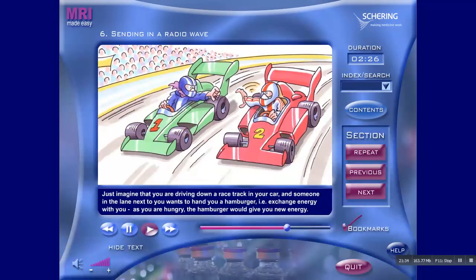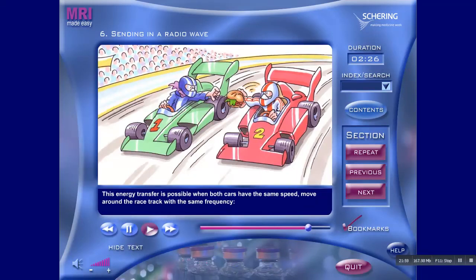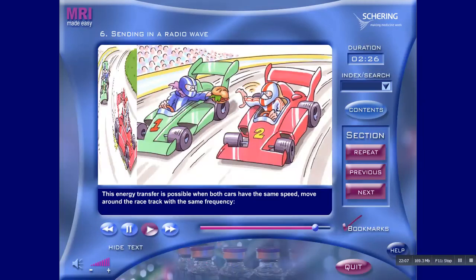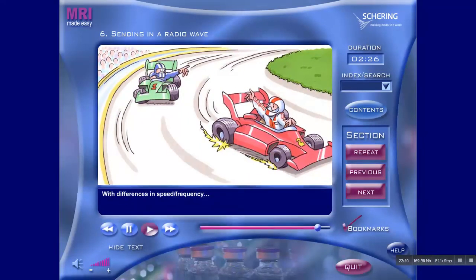Just imagine that you're driving down a racetrack in your car. And someone in the lane next to you wants to hand you a hamburger. In other words, exchange energy with you. As you are hungry, the hamburger would give you new energy. This energy transfer is possible when both cars have the same speed, move around the racetrack with the same frequency. With differences in speed, frequency, little or no energy transfer is possible.